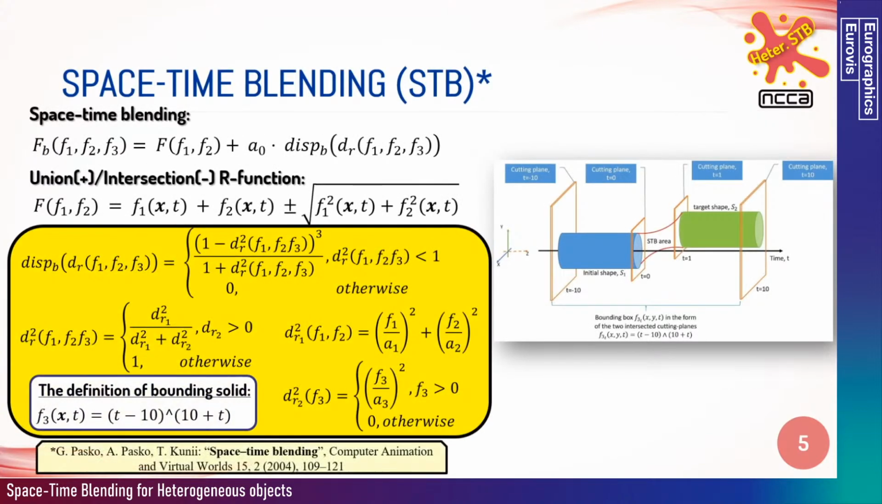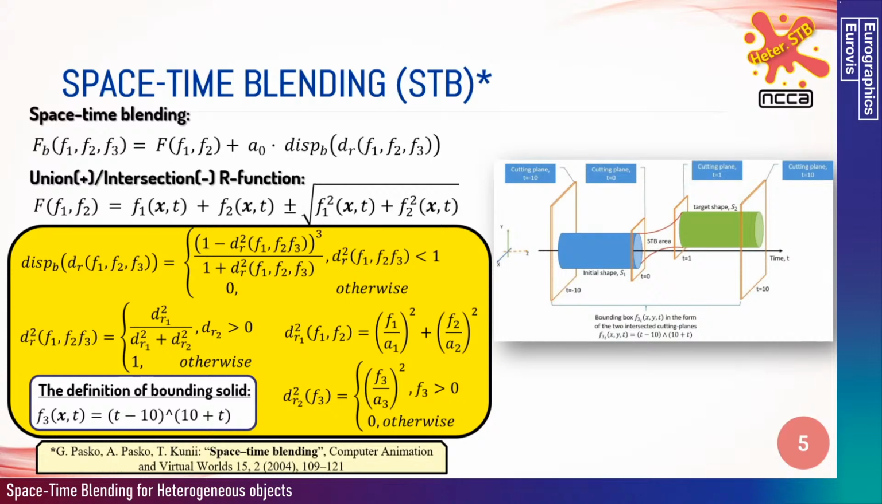As we reviewed some possible approaches for defining heterogeneous objects, now we can consider the core method of the introduced technique, the space-time blending method. I remind the STB definition. It is a geometric operation of bounded blending performed in a high-dimensional space, where the last coordinate will be time. Here on the slide you can see the mathematical definition of the STB method. The blending function B depends on 3 functions: the defining functions of 2 input objects, f1 and f2, and function f3 that defines the bounding solid. The aim of the bounding solid is to restrict the area where STB happens.